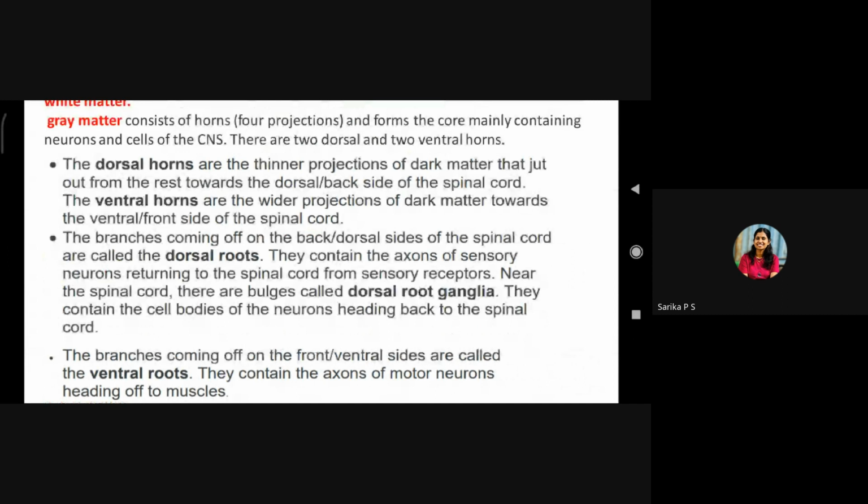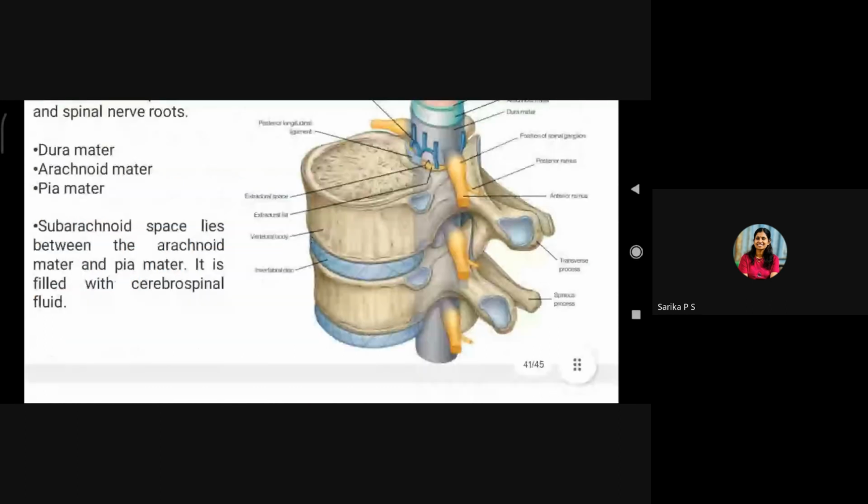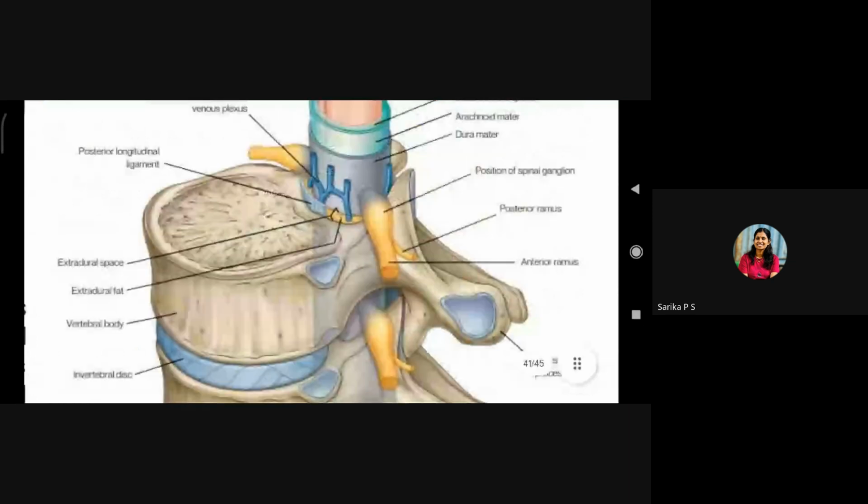They contain the axons of neurons returning to the spinal cord from sensory receptors. Near the spinal cord, there are bulges called dorsal root ganglia. Okay, so now you know what ganglia is. Ganglia is a collection of cell bodies. Near the spinal cord, there are bulges. In this picture, you can see here, just near the dorsal root.